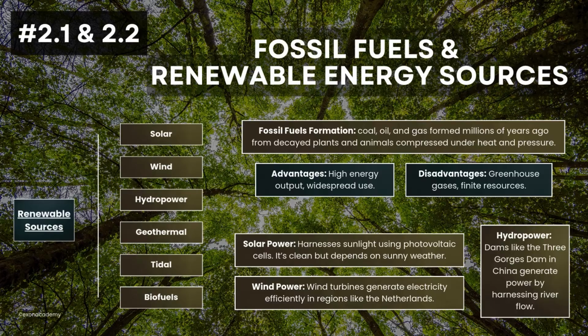Whereas wind power depends on wind. Wind turbines generate electricity efficiently in regions like the Netherlands. Whereas hydropower depends on water. Dams like the Three Gorges Dam in China generate power by harnessing river flow. While renewable energy reduces greenhouse gas emissions, it does require high initial investments and advanced infrastructure.